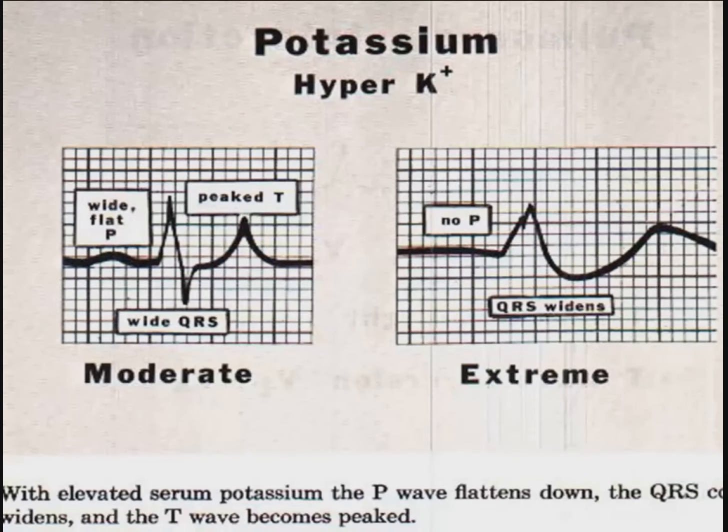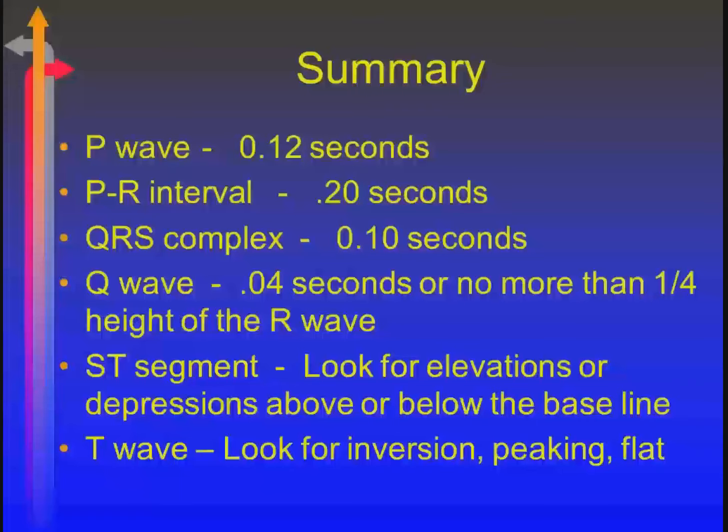And then you can see a tall peaked T wave is indicative of hyperkalemia. So these are the values that you should know related to our initial assessment of tracing. And you need to do this for each of the 12 leads. Well, actually, 11 of them. We're going to skip AVR.